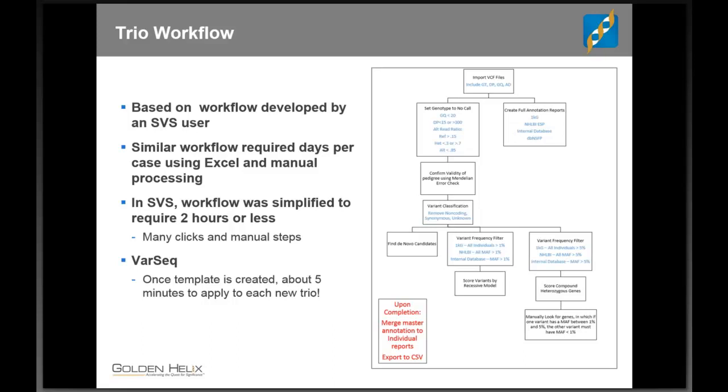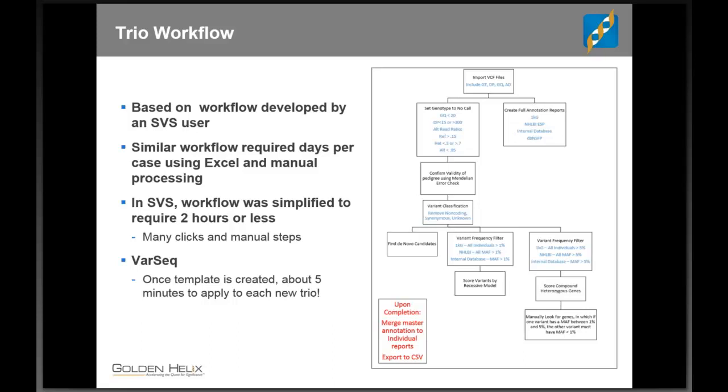Now, what you see on the screen right now is a diagram of a workflow that was put together by one of our SVS users for analyzing exome sequence data in family trios. When it was first implemented based on Microsoft Excel and using manual processing, it took several days, if not a week or more per sample to fully implement. Within our SVS product, the same workflow takes about 2 hours or less to complete.